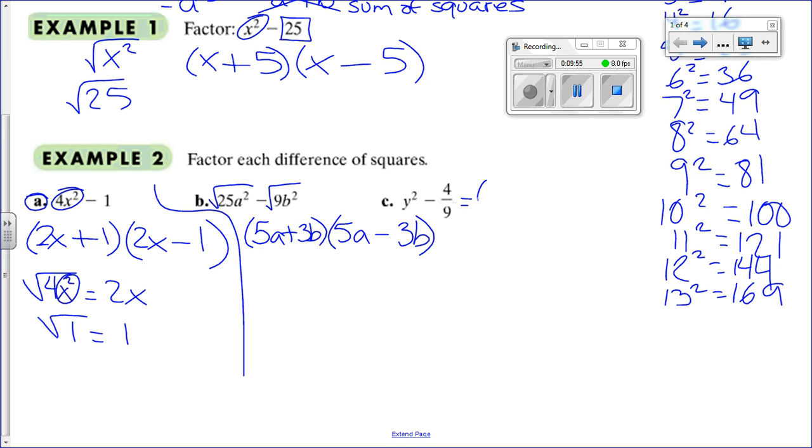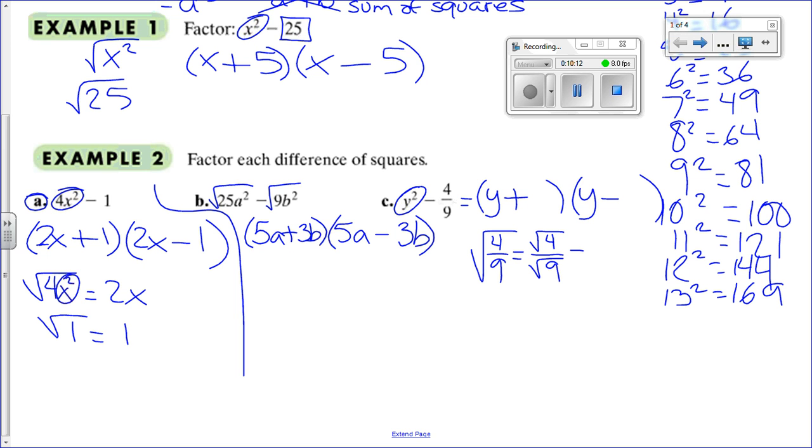Now, the one that we have here does have a fraction. You don't need to be afraid of it. So y squared, the square root of that is y. We make one positive, one negative. And now the square root of 4 over 9 is the same as the square root of 4 divided by the square root of 9. And we all know the square root of 4 is 2, the square root of 9 is 3. So that will be 2/3 and negative 2/3. And that's it. That's the answer for it. Let's go to the next slide.